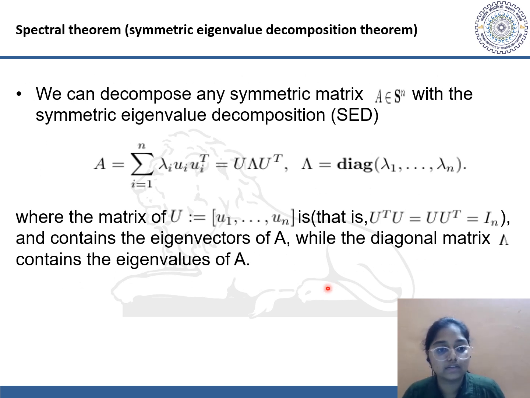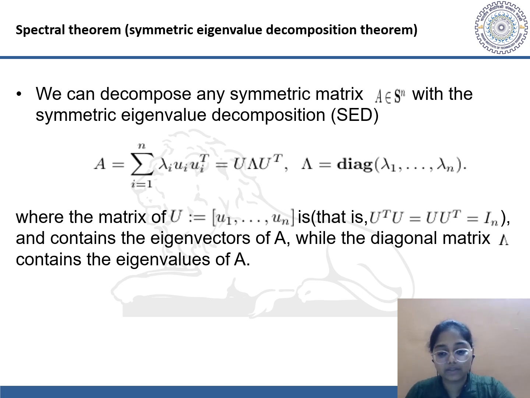And coming to the spectral theorem. The spectral theorem states that any symmetric matrix can be diagonalized by an orthogonal matrix. That is, it can be written as a product of an orthogonal matrix, a diagonal matrix, and the transpose of the orthogonal matrix. The diagonal matrix contains the eigenvalues as its diagonal entries, and the orthogonal matrix is formed from the eigenvectors. This spectral theorem also implies that the eigenvalues of a symmetric matrix are real and the eigenvectors are orthogonal.